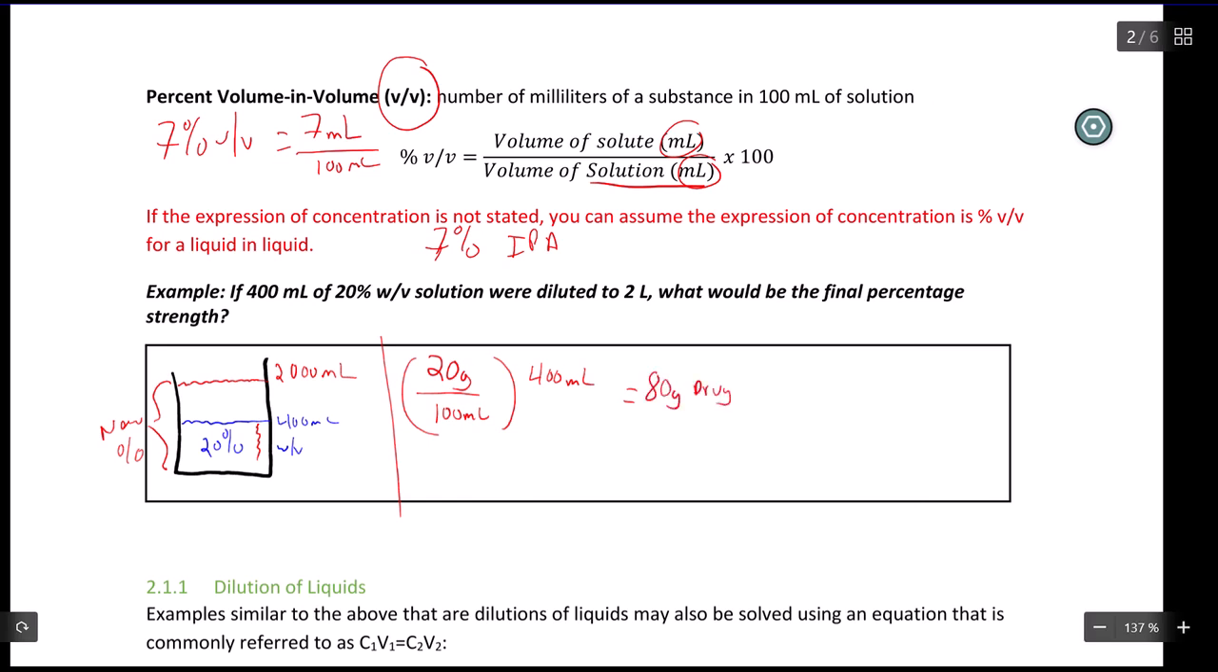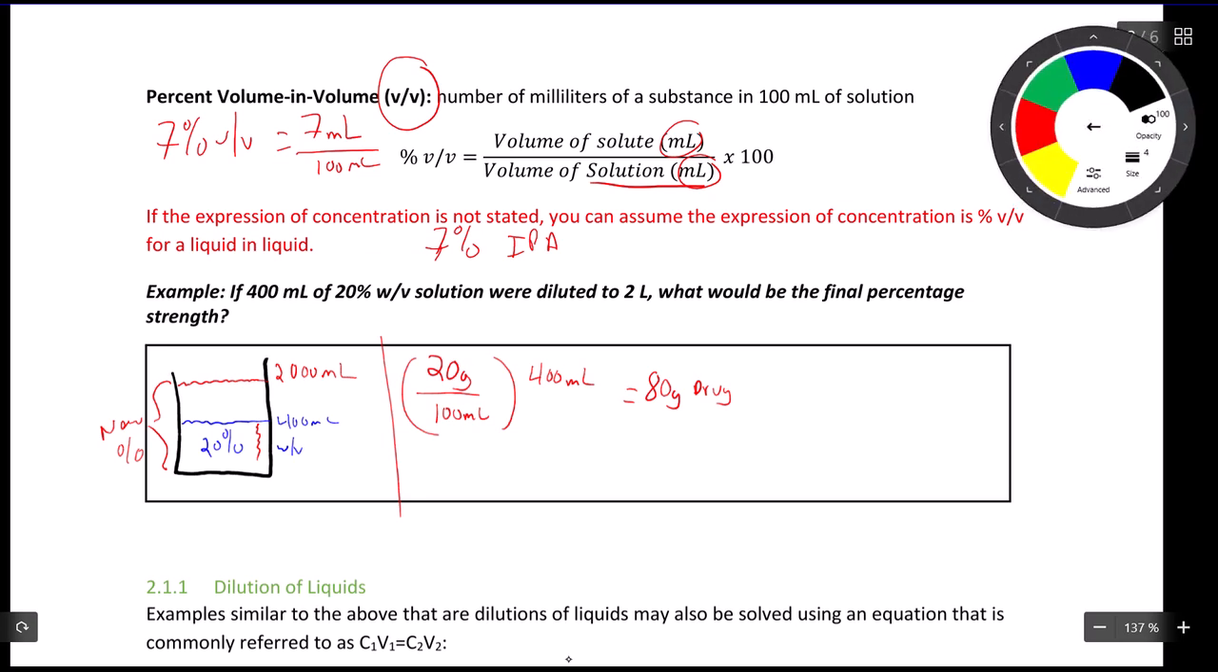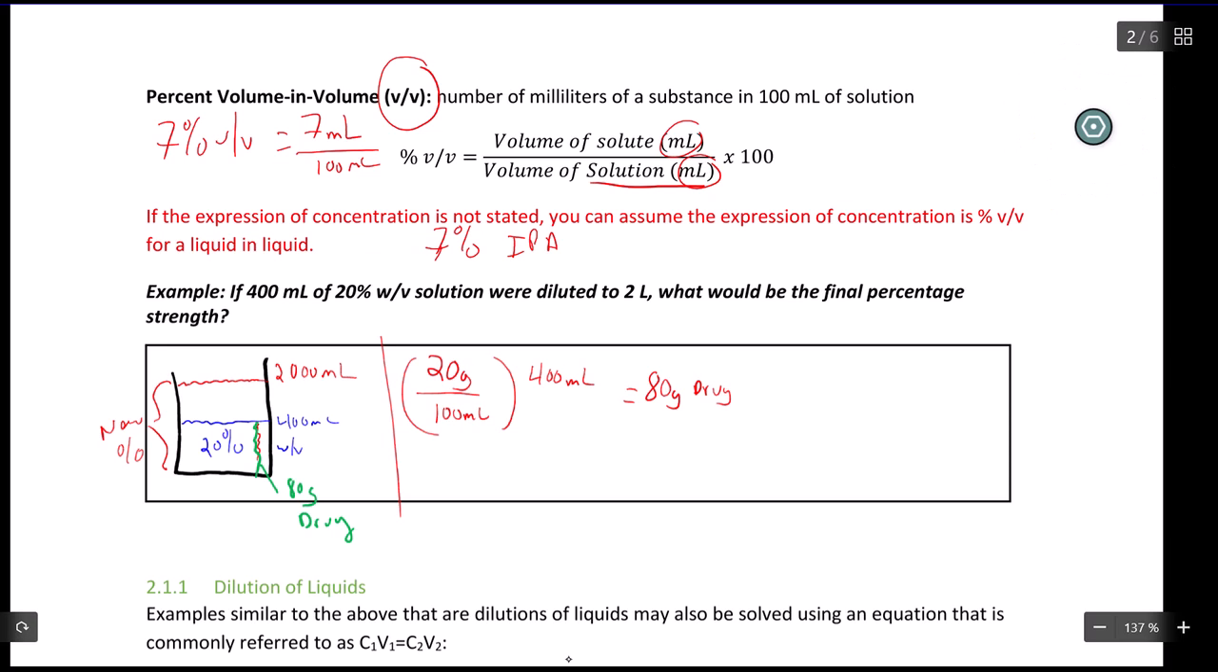So we know right here in this beaker, within this 20% right here, there is 80 grams of drug. Now I'm going to add water to it, or whatever the solvent is, up to the 2,000 mLs, and that doesn't change the amount of drug. The drug stays the same, but now that same 80 grams is distributed within 2,000 mLs instead of 400 mLs.